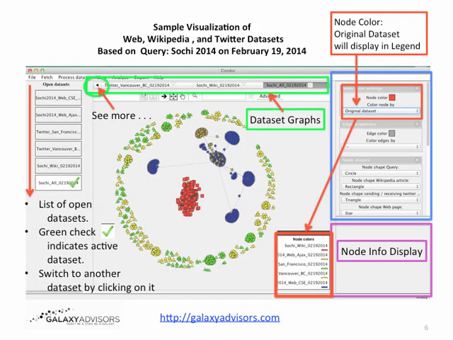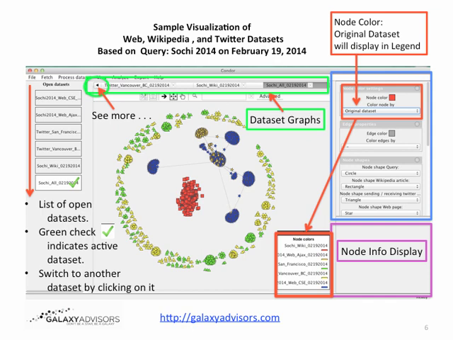Here's a sample visualization of web, Wikipedia, and Twitter datasets based on a query of Sochi 2014 on February 19, 2014, when I was doing a number of data searches regarding the Winter Olympics in Sochi, Russia. Here again at the top is a listing of the visualizations that I've done. You can have any number of visualizations displayed, and if you have more, in the upper left corner the left arrow lets you show more, so it's a slider view of your data sets.